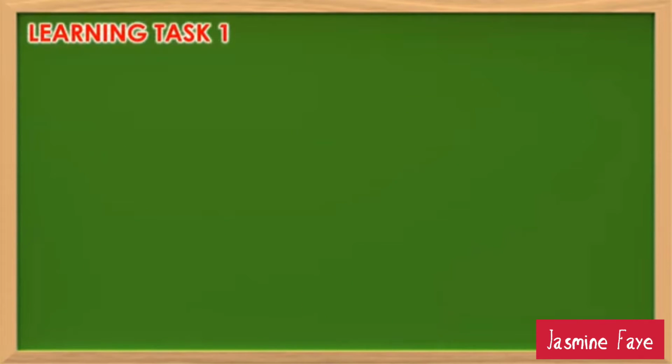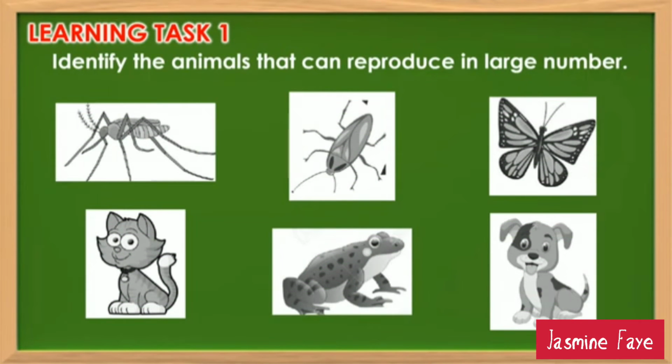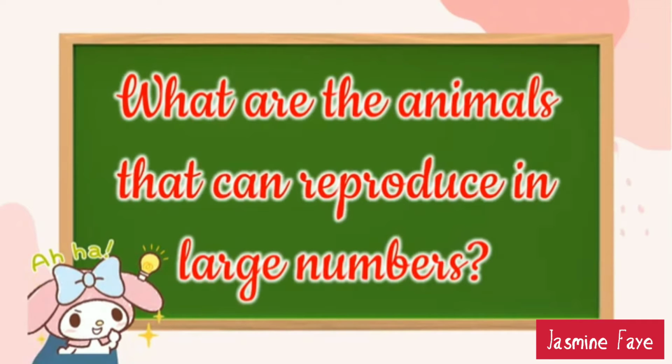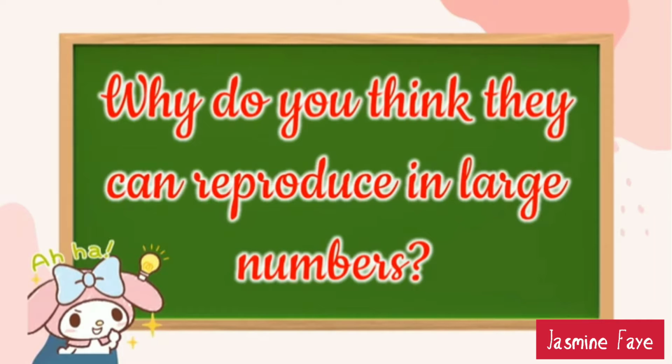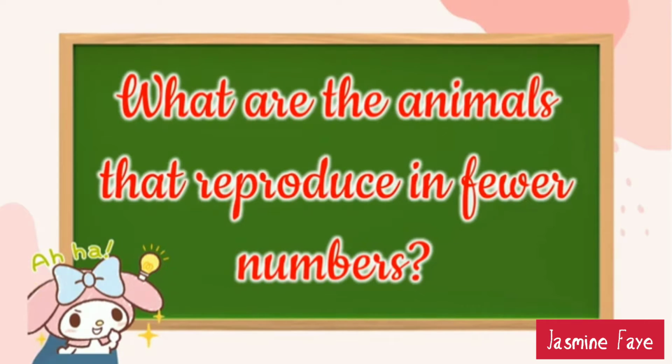Grade 5 learners, answer learning task 1. Identify the animals that can reproduce in large number. What are the animals that can reproduce in large number? Why do you think they can reproduce in large number? What are the animals that reproduce in fewer number?